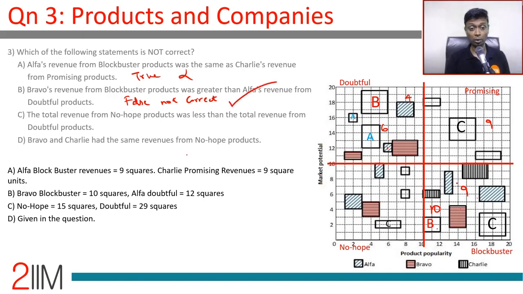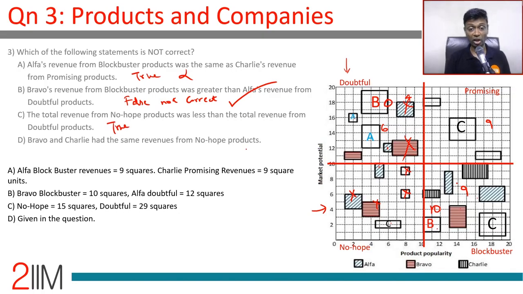The total revenues from no hope products was less than the total revenue from doubtful products. Doubtful is a bigger part than this, that we can see clearly. This 4 and this 4 get cancelled. And so there is a 6 here. 4 plus 1 will get cancelled with a 6. There is a 2 plus 3, 5 here. This alone is 9. So this is definitely true.